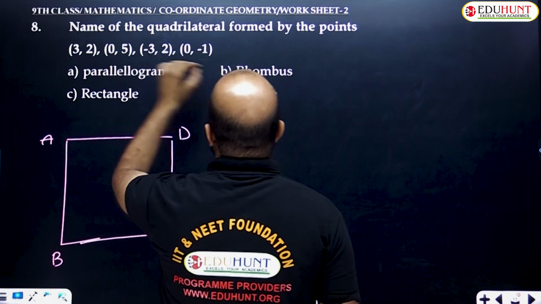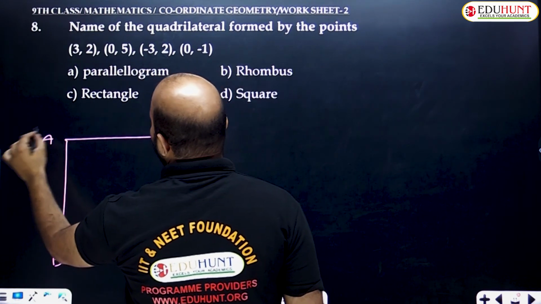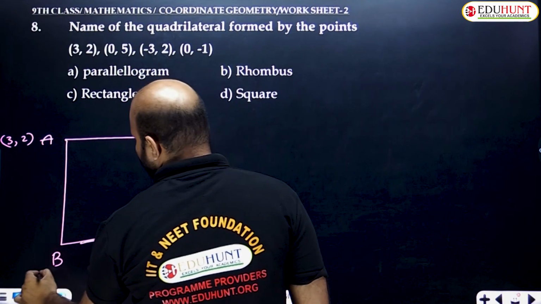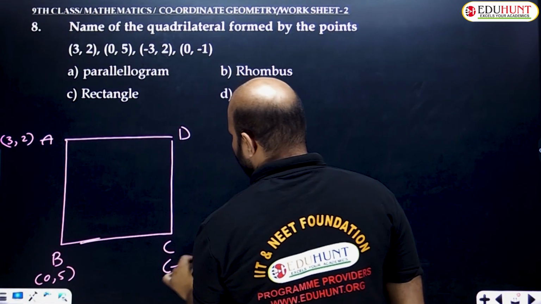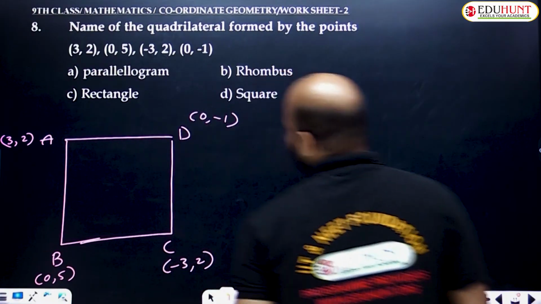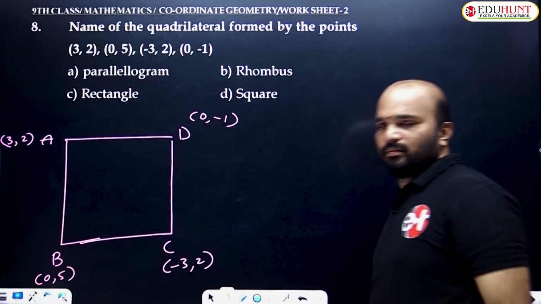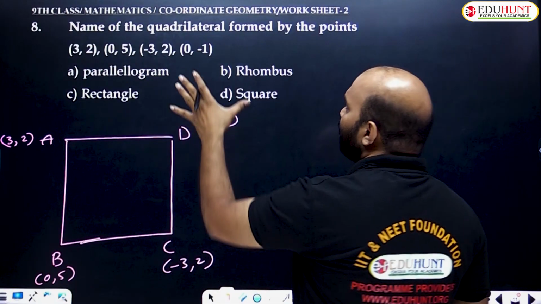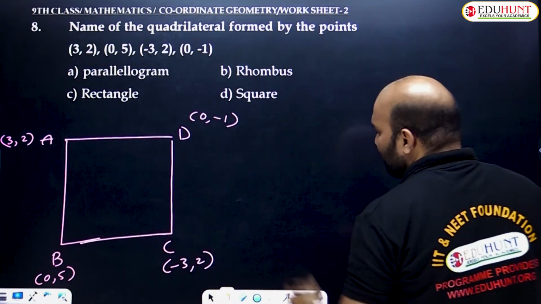So here 4 points are given. So that is ABCD. A coordinates are (3, 2). B coordinates (0, 5). C coordinates (-3, 2). And D coordinates (0, -1). By using the distance formula, first you need to find the AB, BC, CD and DA distances. Because if you don't know the distances, how can we guess the quadrilateral exactly? So first we have to find the AB distance.